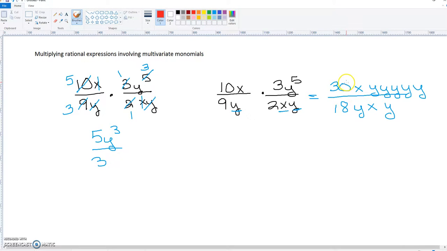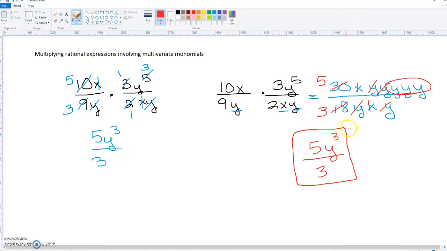Now it's a fraction, so we've got to reduce it. What number can go into both of these? Well, 6 can go into both. So we divide 6 out of that, we get a 5. 6 out of that, we get a 3. And then we cancel the things that are alike. So this cancels this, this cancels this, this cancels this, and we're left with these 3 y's up here. So we've got a 5, y cubed, because we combine them up and simplify, and 3 on bottom. And this is the answer that you'll get.